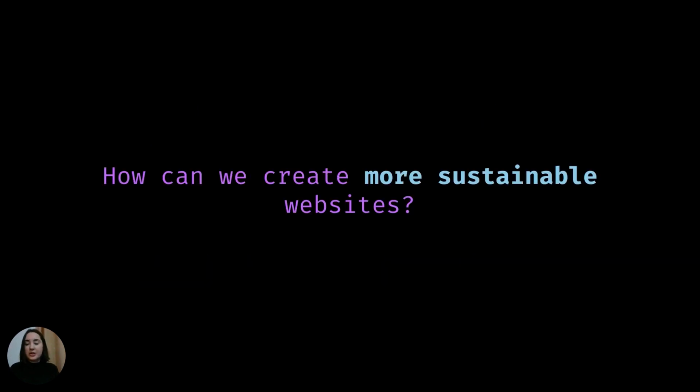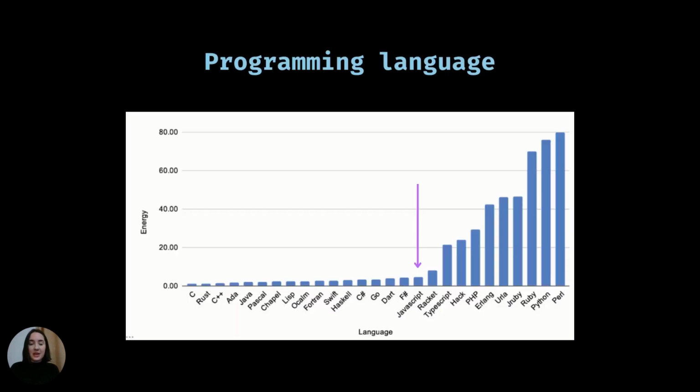So how can we create more sustainable websites? There are multiple methods that you could use, and today I'm going to talk about some of them. So first, for example, the programming language. I assume that most of you use JavaScript as your programming language, or TypeScript, which is not as good as JavaScript, but it's also relatively good. But for example, if you would like to add some Ruby, Python, and Perl code pieces, that would not be that sustainable. These languages are actually very energy consuming.